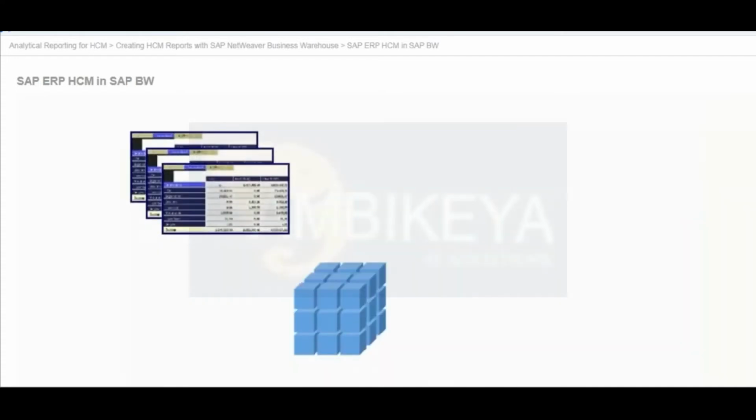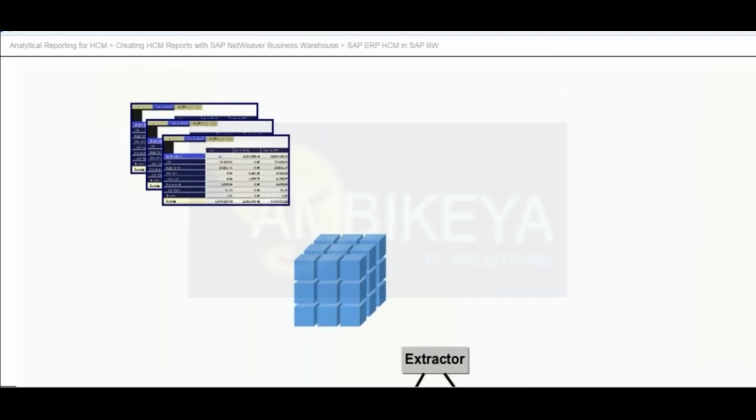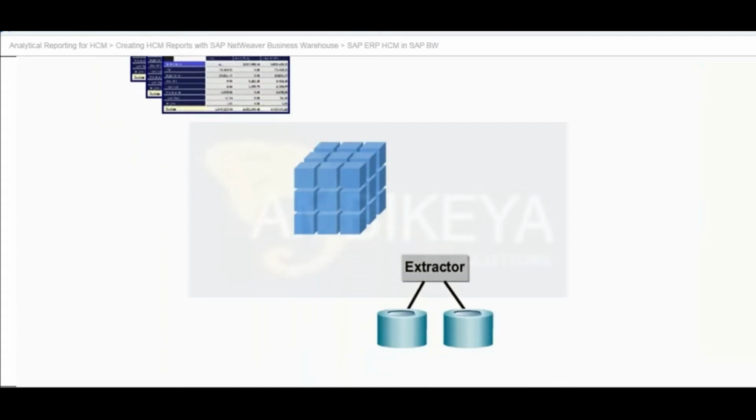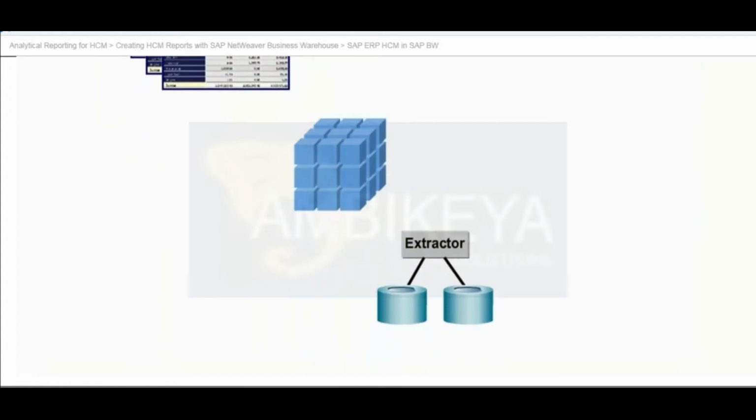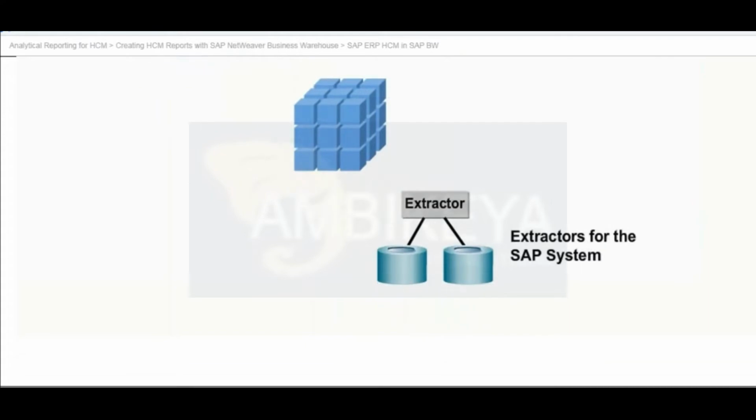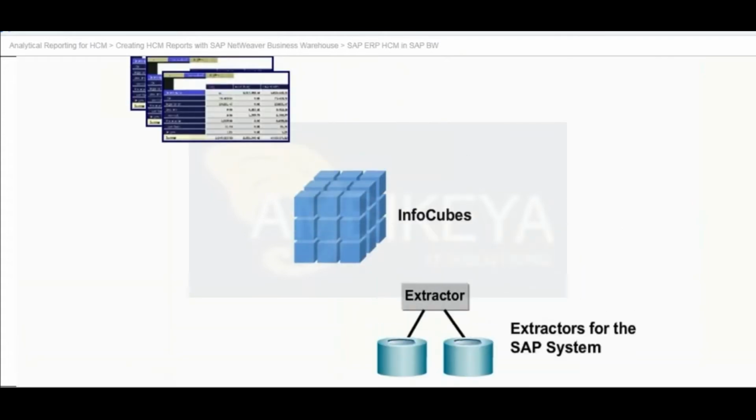The business content makes it easier to report on, prepare, and retrieve data. Predefined standard reports and report templates enable you to create reports quickly and simply. The business content comprises extractors, infocubes, and queries, business key figures, and reports for HR areas.